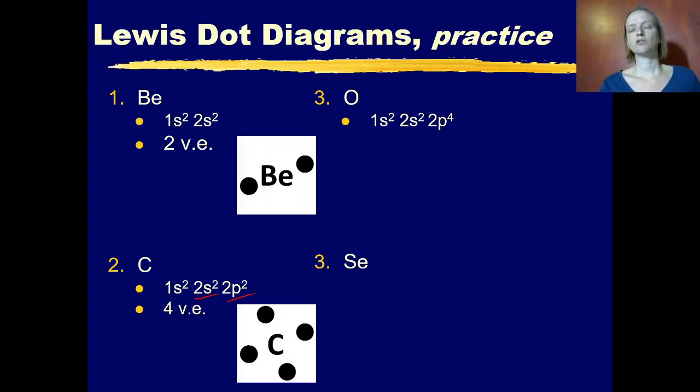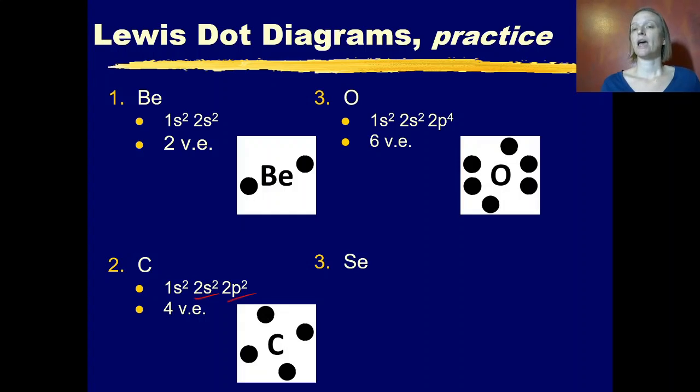Oxygen, its electron configuration is 1s2, 2s2, 2p4. So it has 6 valence electrons. And we draw 1, 2, 3, 4, 5, 6 electrons around the oxygen. Notice that 2 of them are doubled up and 2 of them are singletons.